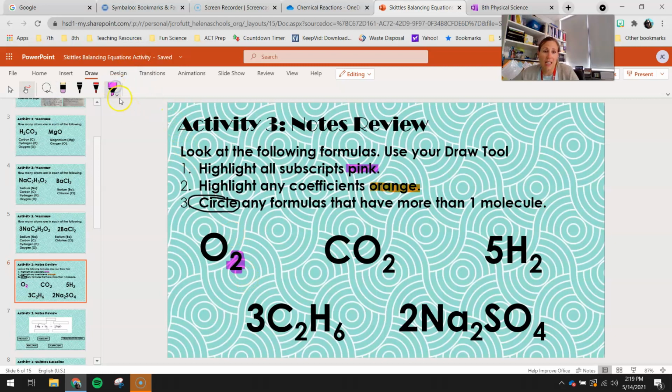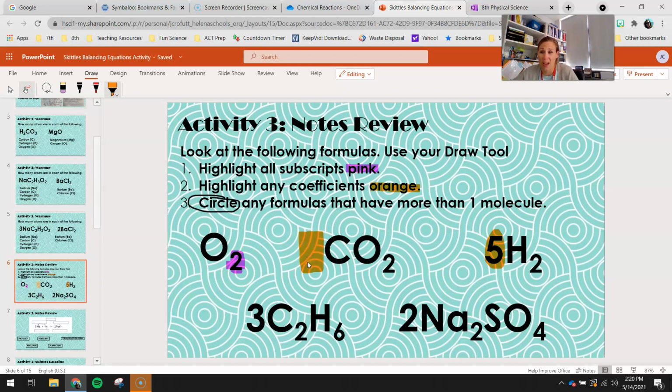Next one is highlight all of the coefficients orange. So remember, the coefficient is the large number that goes in front and tells you how many molecules there are. If we look at this one, 5 is a coefficient. It's in front of the H2. Really, this is a coefficient 2. It's an imaginary 1 in there. So if you wanted, you guys could kind of highlight that space.